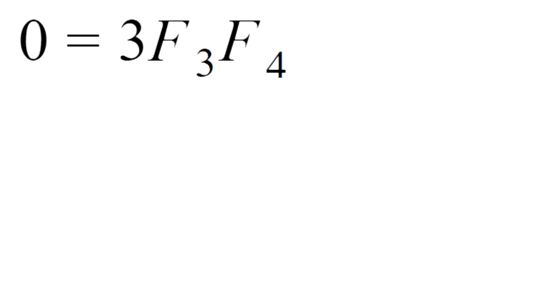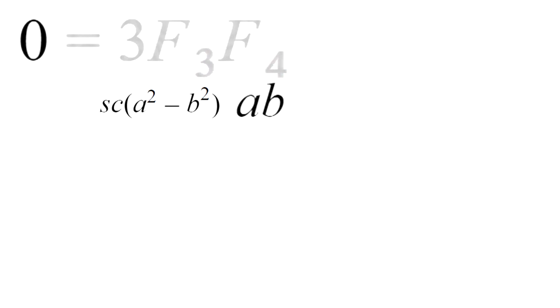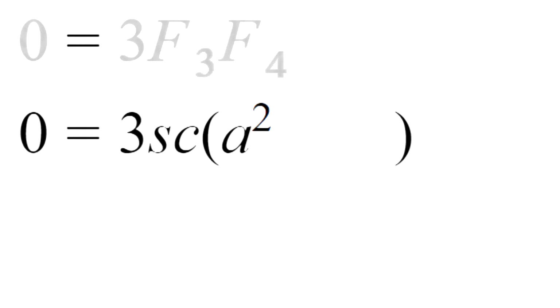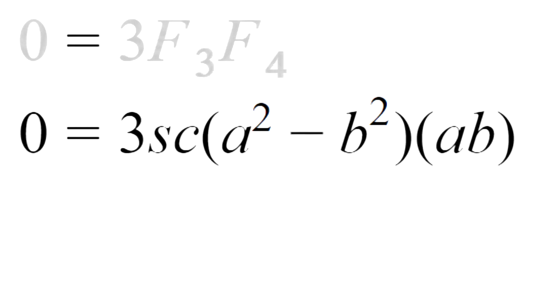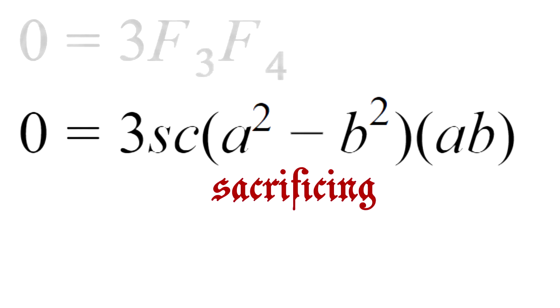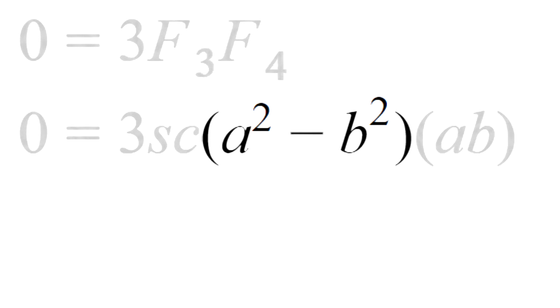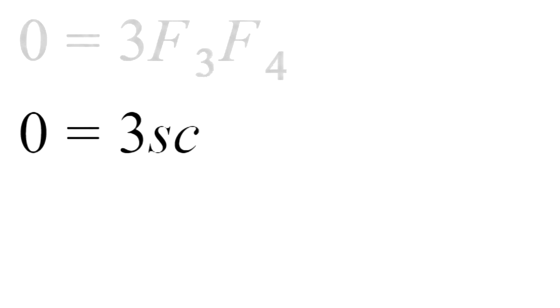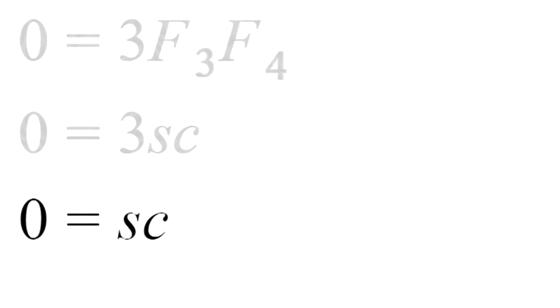With our f3 and f4, we compile them and set them equal to the 0 which the f1 and f2 left behind. This makes 0 equals sc times a squared plus b squared times ab. Alright, there are two most apparent simplifications we can do here. Those two are sacrificing the a squared plus b squared and ab to the beast of nothing. Doing so just leaves us with sc equals 0.